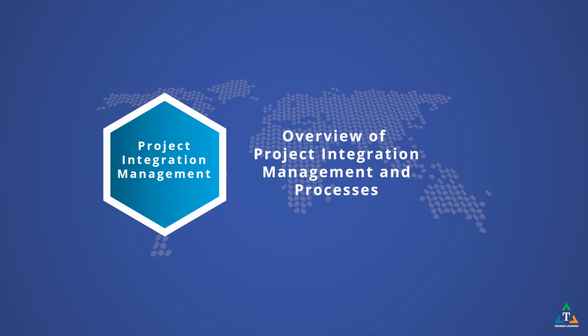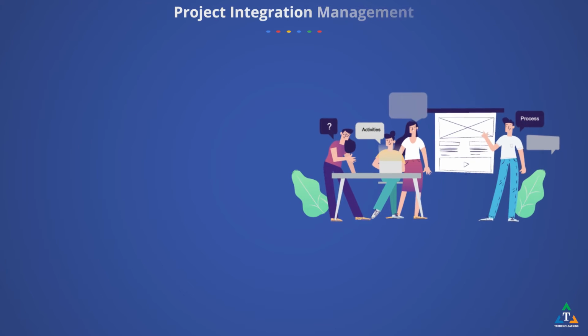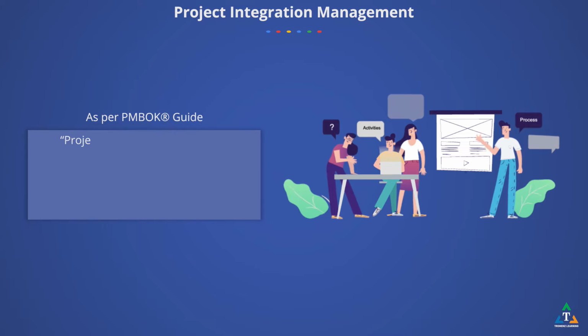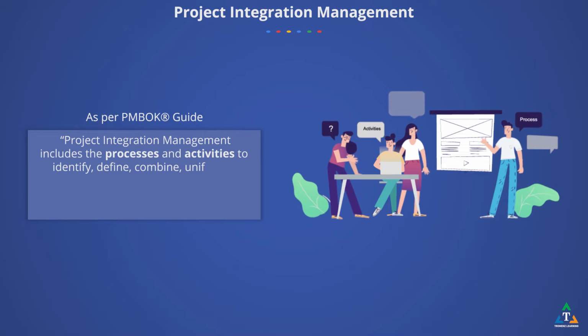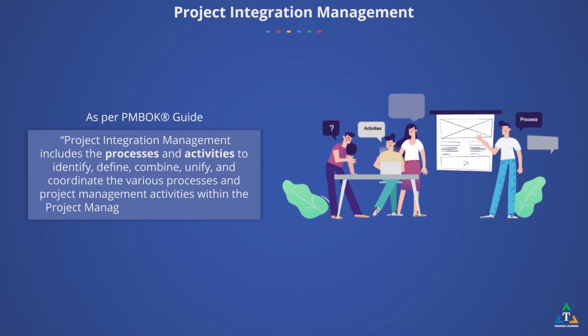Overview of Project Integration Management and Processes. Project integration management includes the processes and activities to identify, define, combine, unify, and coordinate the various processes and project management activities within project management process groups. Project integration management is a high-level work that requires the project manager to manage interdependencies among the other knowledge areas.